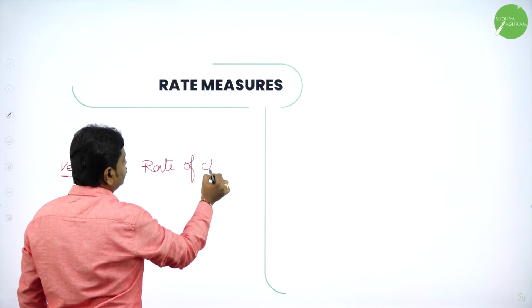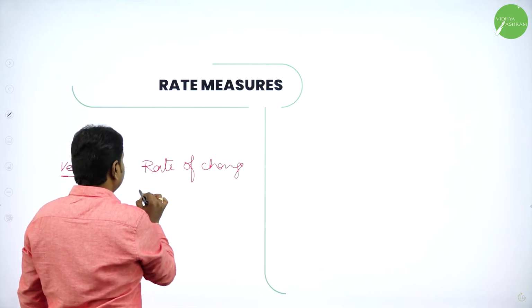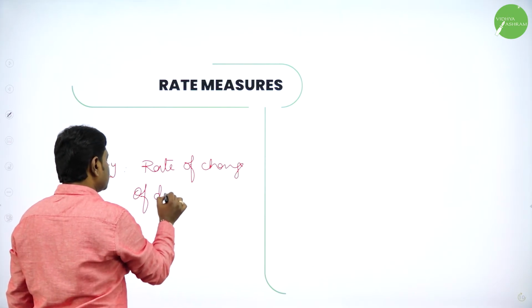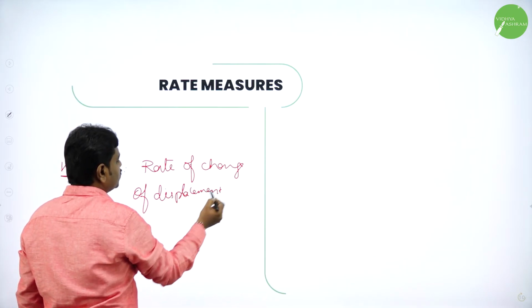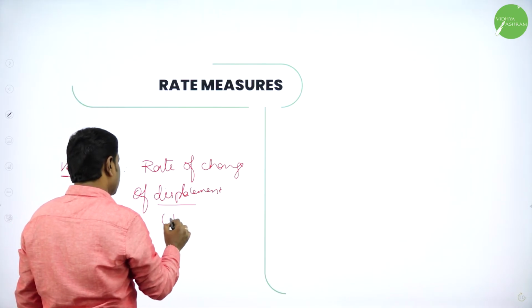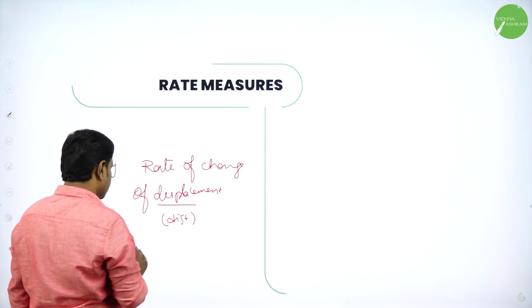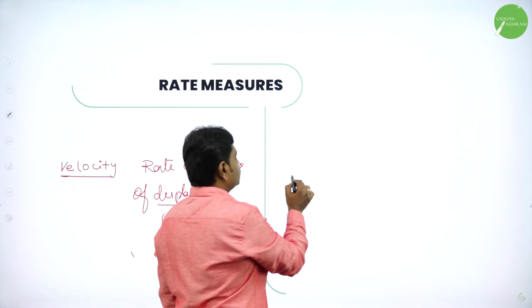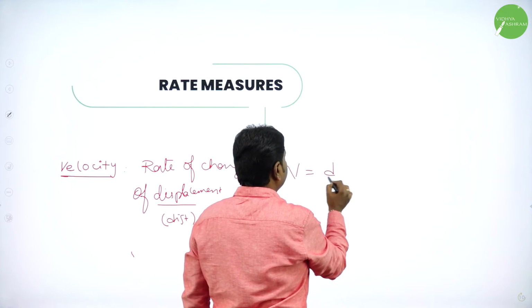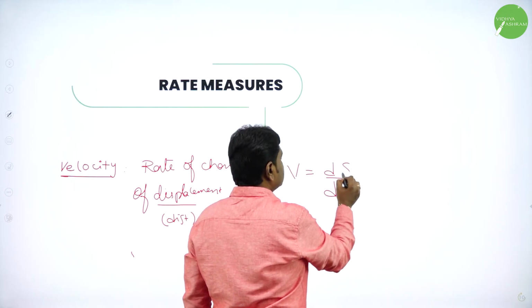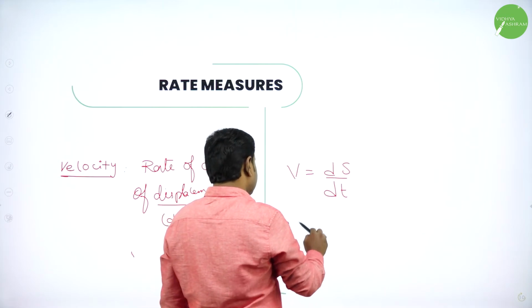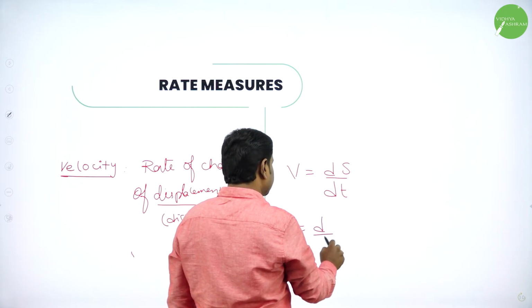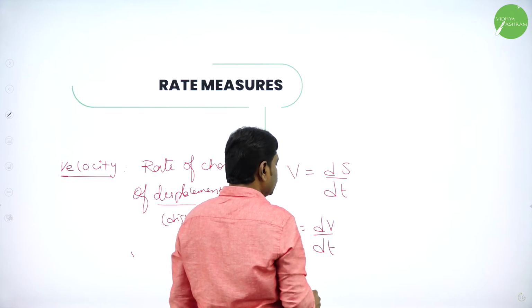Rate of change of displacement, or we say distance. Sometimes, in spite of displacement, they'll also give distance. So it is the rate of change of distance. Suppose they give s, then velocity is d by dt of s. S may be distance or displacement. And acceleration means rate of change of velocity, d by dt of v.